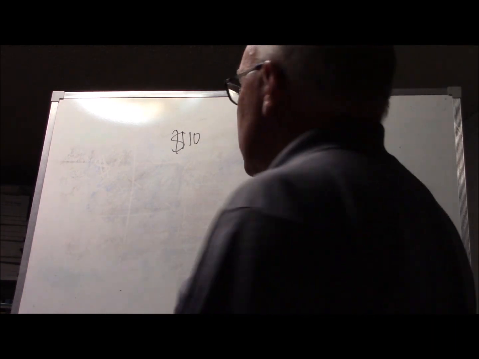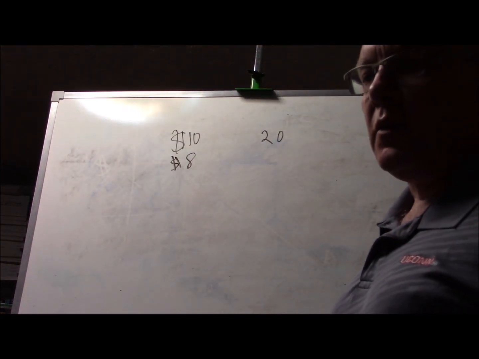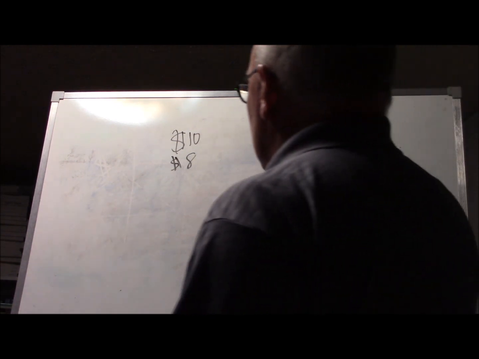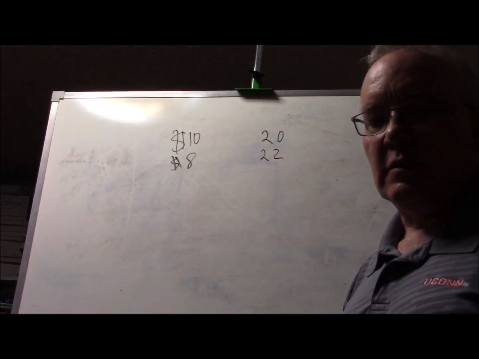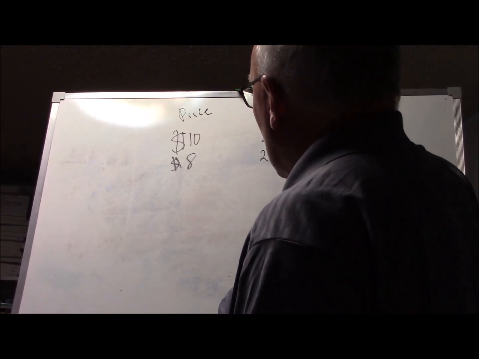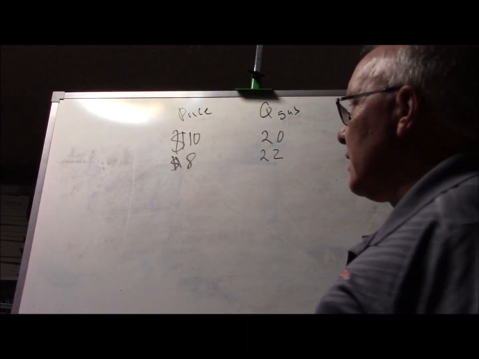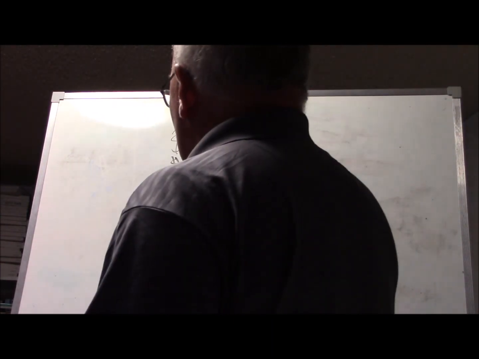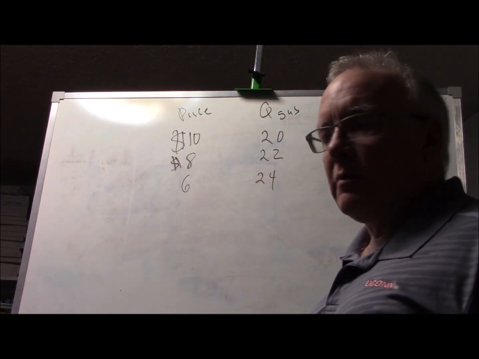Let's say I have a 20-gallon tank in my car. But if the price fell to $8, and that's still very high, right? Well, maybe I'd be willing to do a little extra driving, and maybe I would be willing to buy 22 gallons. So this is the price of gas, and this is the quantity of gasoline that I'm going to consume in a given week. And if the price were to fall to $6 a gallon, maybe I'd be willing to buy a little bit more.